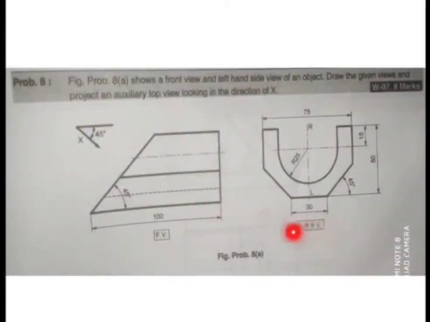Now this is your left hand side view, this is the front view of the block. Here is where the material is removed, and this is the outer shape of the block, and this is the inclined surface of which we have to draw the true shape, and this is the regular surface.